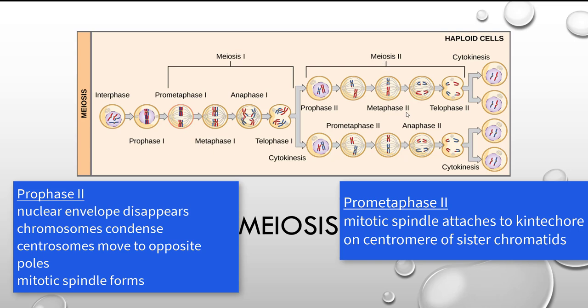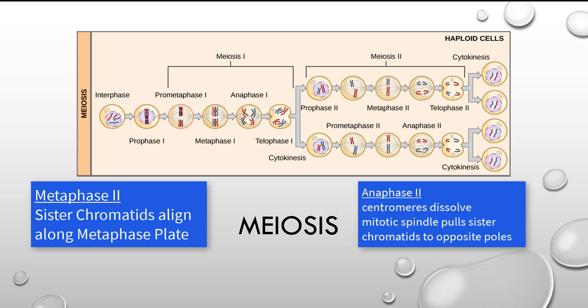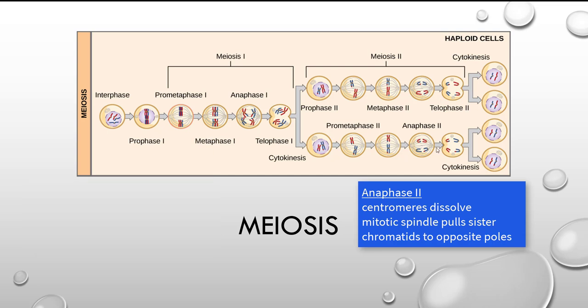In metaphase part 2, the sister chromatids align at the equator of the cell, the metaphase plate, just like in mitosis. Okay. In anaphase 2, the centromeres dissolve and the sister chromatids are pulled away from each other to opposite poles, just like in mitosis.